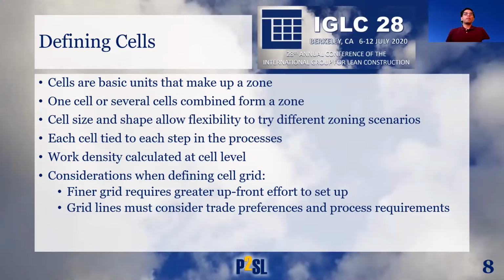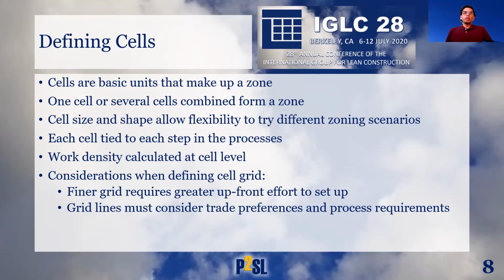So cells are the basic unit that make up zoning for the Takt plan. A zone can be one or several cells combined, and the novelty of this tool lies in its support for users to try different zoning scenarios using these cells. In the research, we focused on interior finishes, and thus we wanted to be able to align these grids for the cells with the architectural features such as the walls of rooms or open spaces. So we allow the grid spacing to vary.